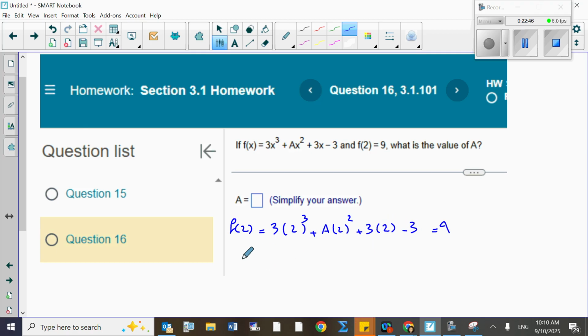So now I just have a linear equation, and I'm going to solve for a. So this is 8 times 3, 24, plus 4a plus, this is 6 minus 3 equal to 9. And then you're going to solve this for a value. I'm going to leave that for you to solve.